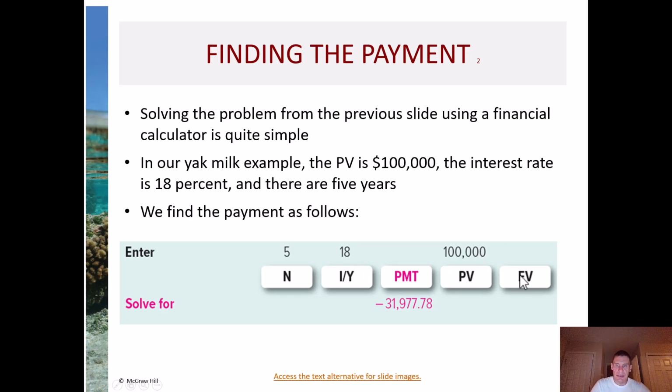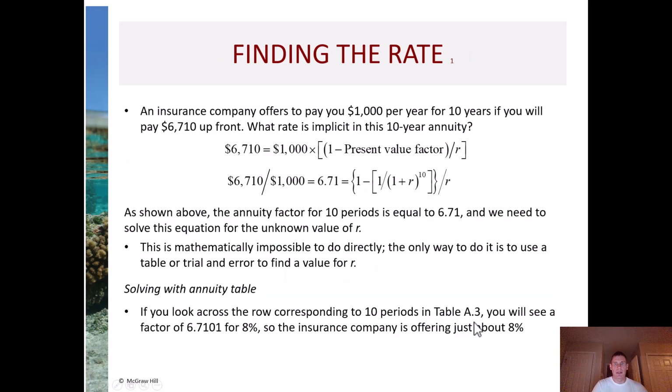Leave the future value as blank. Don't even put 0, leave it as blank. Put the 100,000 present value, and then just solve for payments. And this is what it should spit out. Exactly the same number. And guess what? It'll take you about all of 5 seconds to do it. So hint, use your calculator.